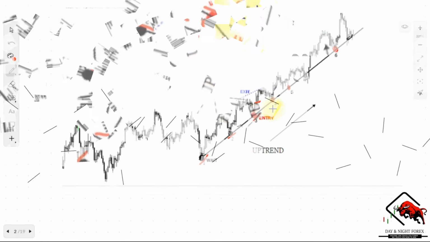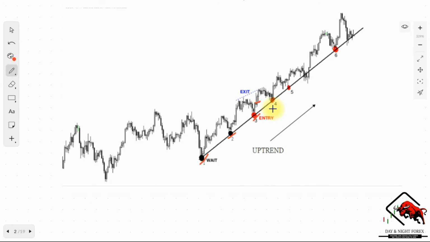This strategy actually helps us to capture a trend almost at the beginning stage, right when it has just started. That's why we enter on the third touch instead of the fourth or the fifth. We're aiming for that third touch, which is still in the development area, right?